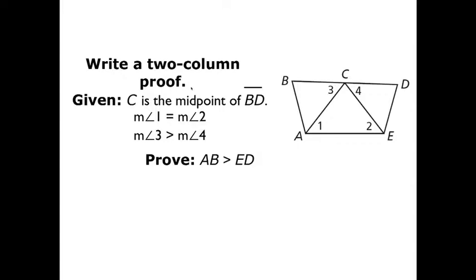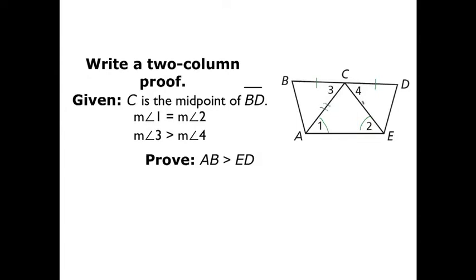So, a few things I want to mark in this picture. C is the midpoint of BD. That means BC and CD have to be congruent. I'm also told that angle 1 is congruent to angle 2. Well, if I look at this triangle in the middle, ACE, these two base angles are congruent, which means this is an isosceles triangle.